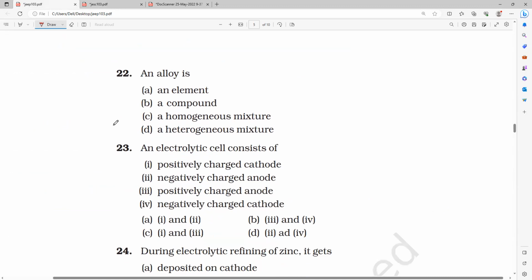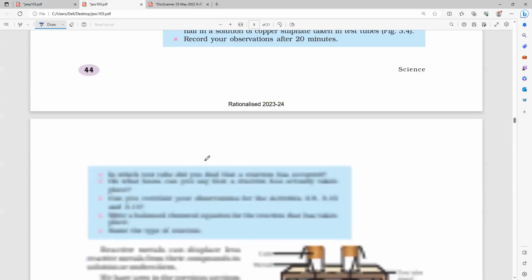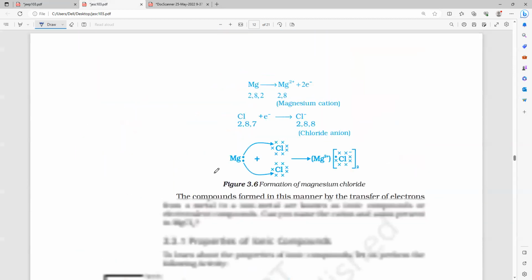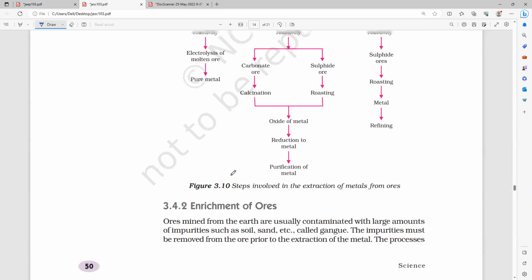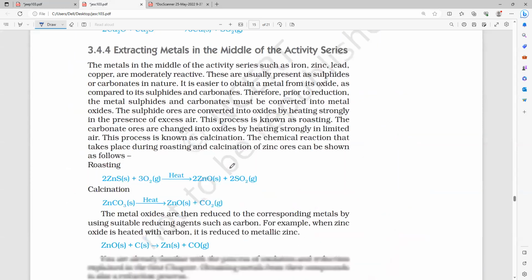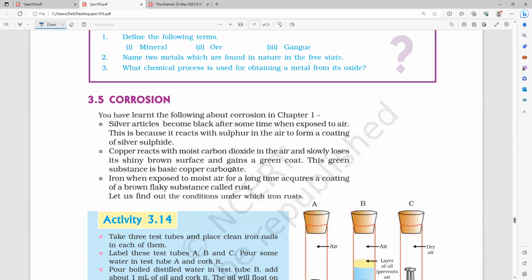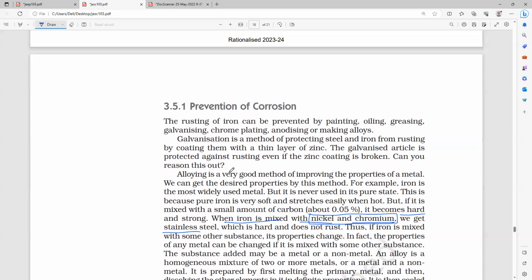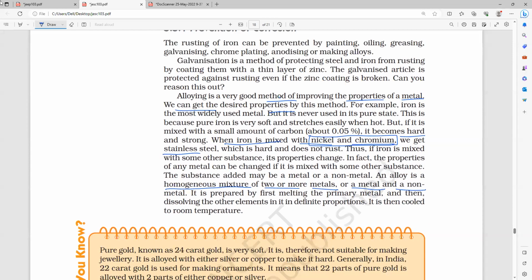Next, an alloy is a what mixture? It is a homogeneous mixture. While studying the beginning of mixtures itself, you can find it. Preventive methods of corrosion: one method is making alloys. An alloy is a very good method of improving the properties of a metal. It is a homogeneous mixture of two or more metals, or a metal and a non-metal. That's all.